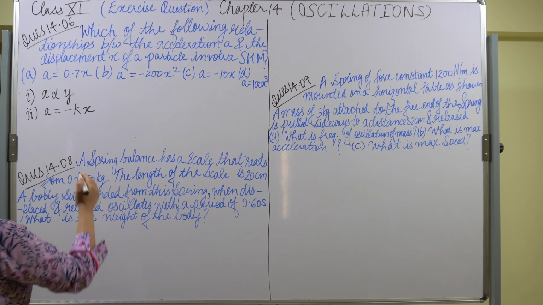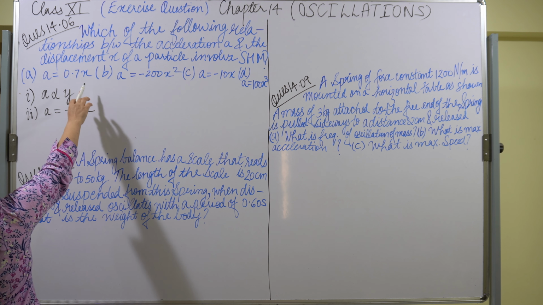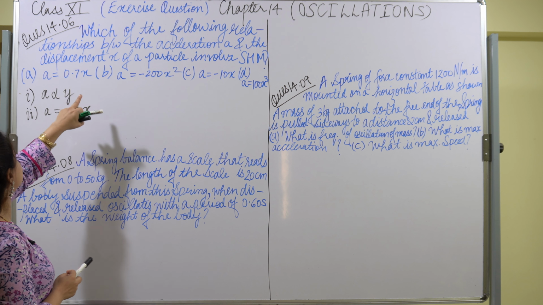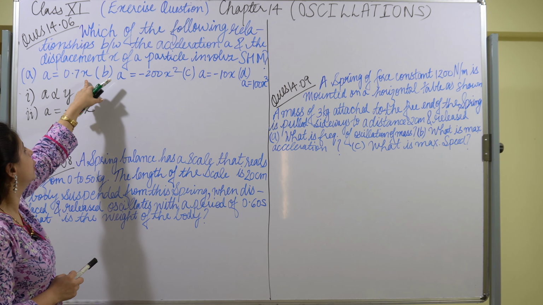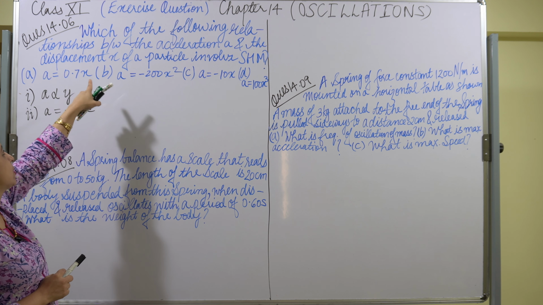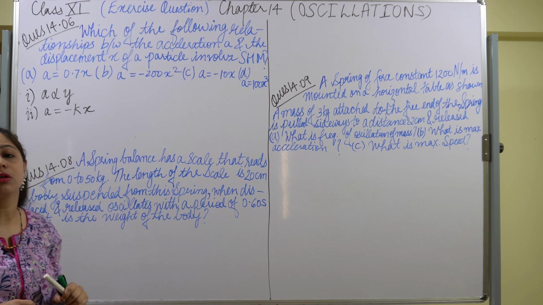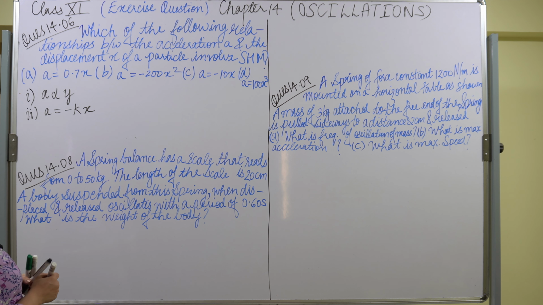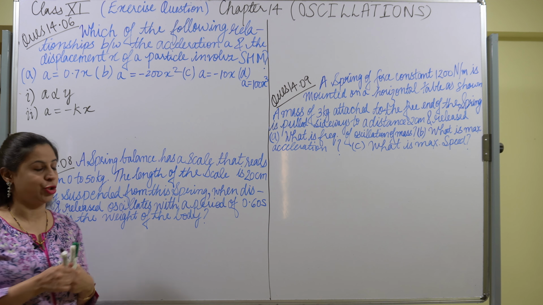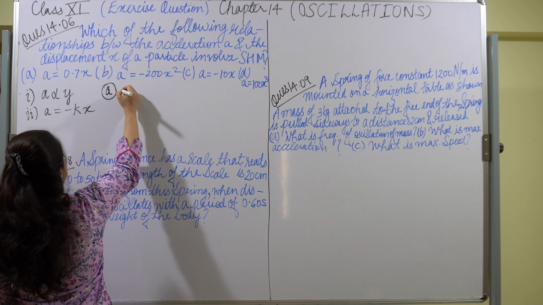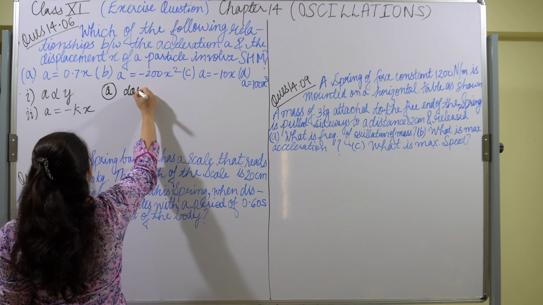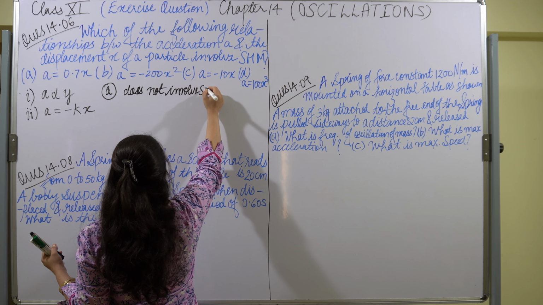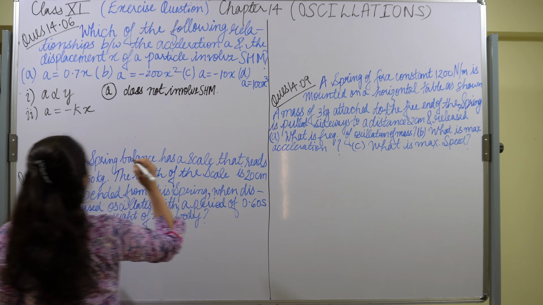Okay. So in the first case, A equals 0.7x. In this, A is directly proportional to x, but the negative sign is not placed in this equation. So the condition A equals 0.7x does not show simple harmonic motion. So the A part does not involve SHM.